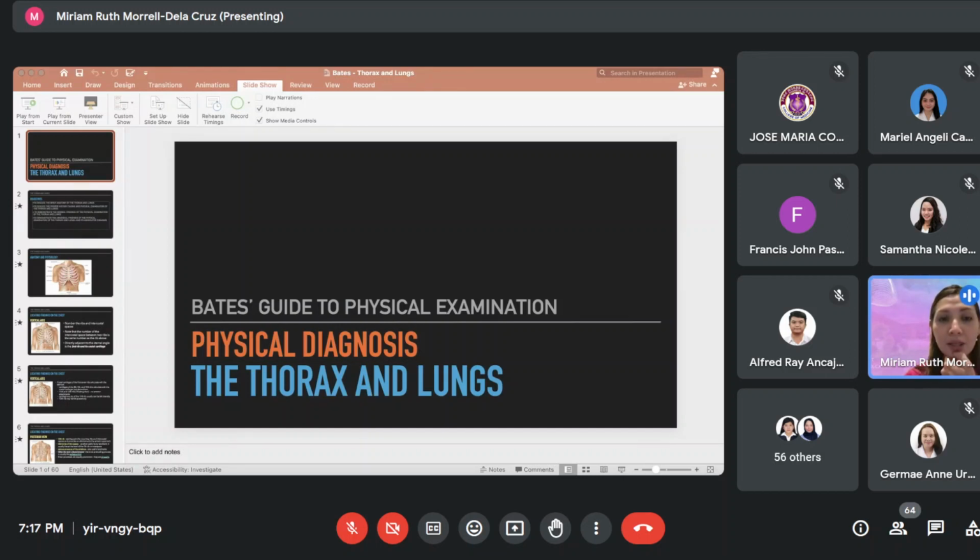We will be discussing the physical diagnosis of the thorax and lungs, as well as the breast and the axilla. So this is two chapters in your Bates. As always, try to read the book and use this lecture as a guide. Your main source will always be the chapters in the book.